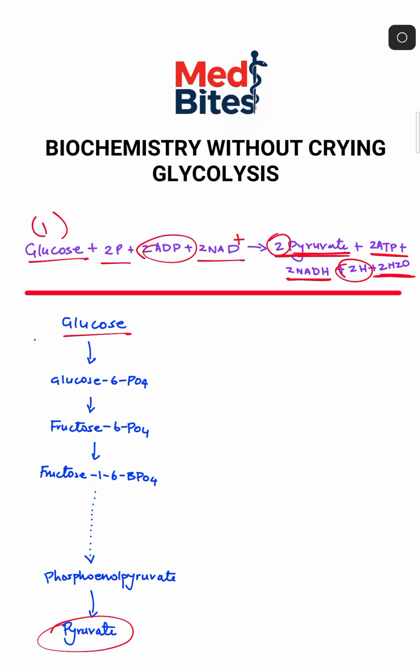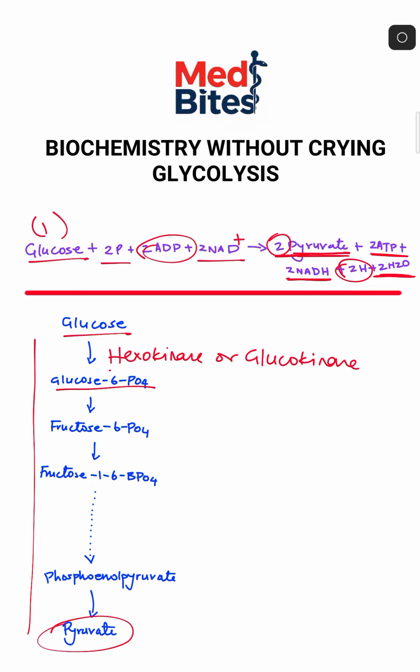Now, here is where the actual steps are that you need to know. Glucose is first converted into glucose 6-phosphate. This is catalyzed by either hexokinase or glucokinase. Now here's the high yield difference. Hexokinase has a high affinity for glucose, meaning it works even when glucose levels are low. Glucokinase has a low affinity for glucose, which means it becomes more active when glucose levels rise after a meal.